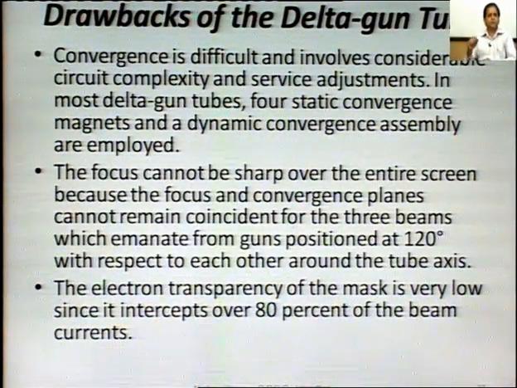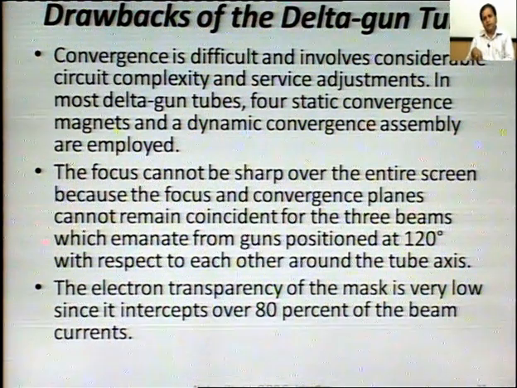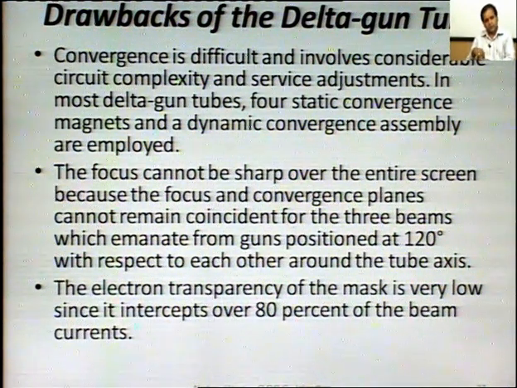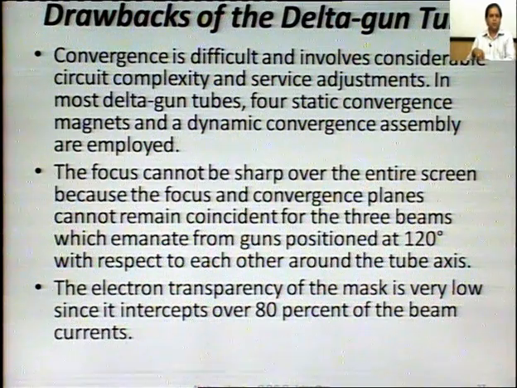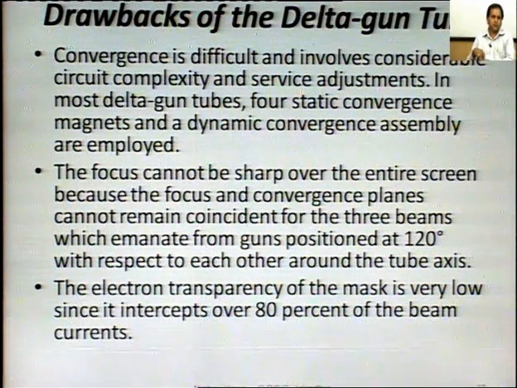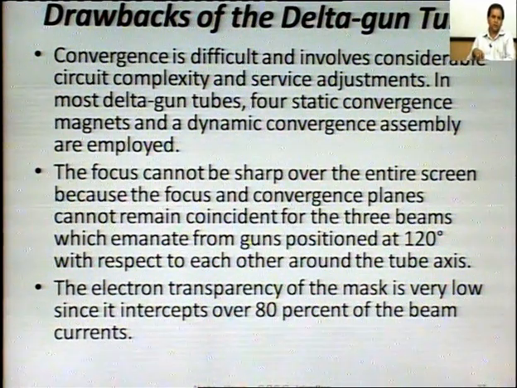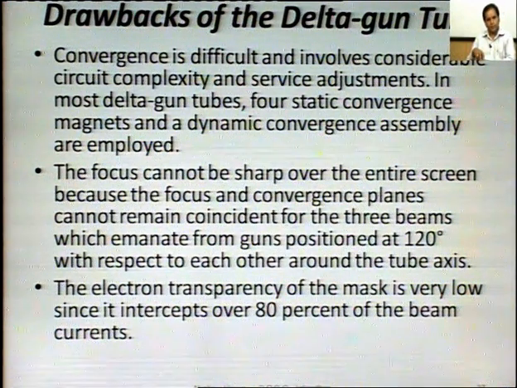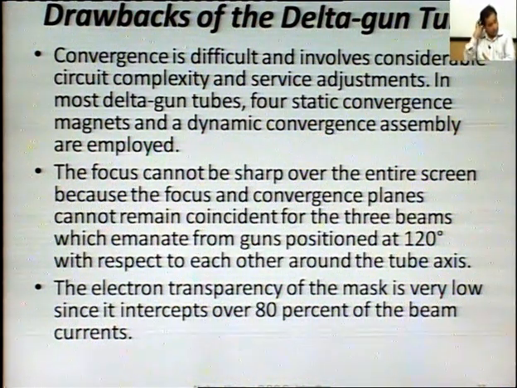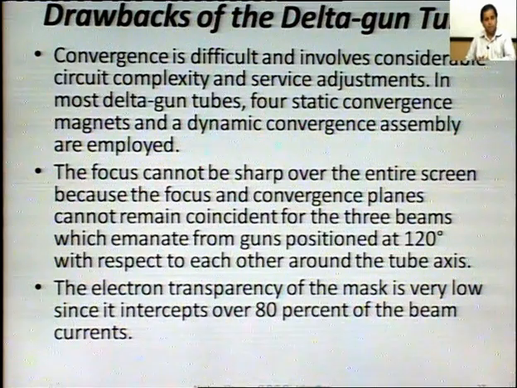The drawback of this is that convergence is difficult and involves considerable circuit complexity and service adjustment. In most delta gun tubes, 4 static convergence magnets and a dynamic convergence assembly are employed. So convergence is a problem in this type of tube.